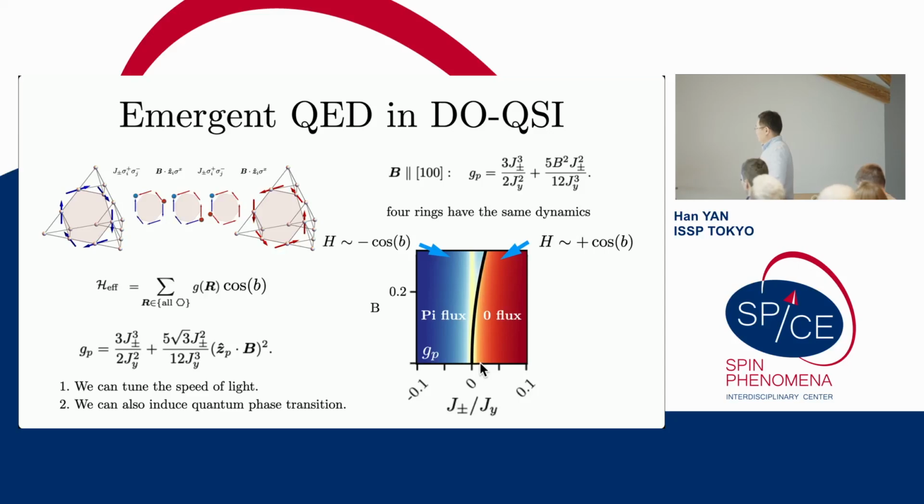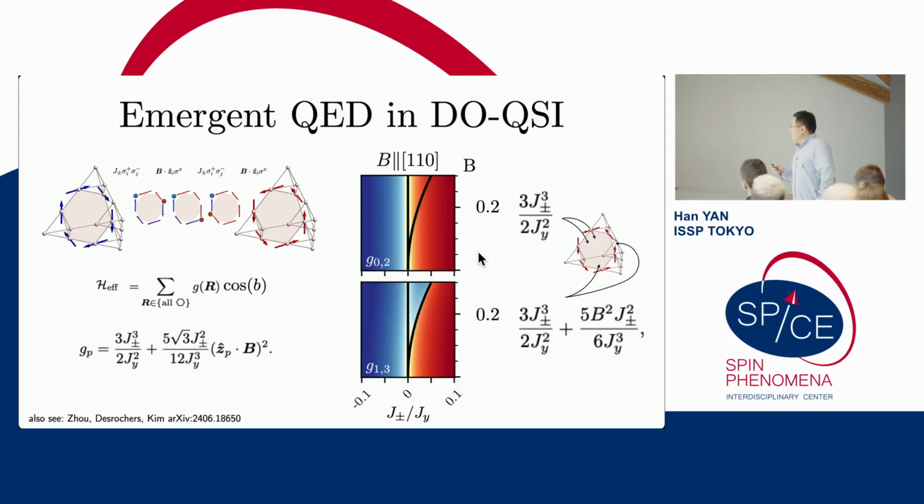If you turn on the external field, you can drive your system from a pi flux phase up into a 0 flux phase. And I believe this is the first time people have pointed out this kind of possibility of having a phase transition of different emergent QED by this very simple experimental technique. Now, if you put your external field B in other directions, you have richer phenomena. For example, for B in 1, 1, 0, you can modify 2 of the plaquettes. The other 2 plaquettes don't change.